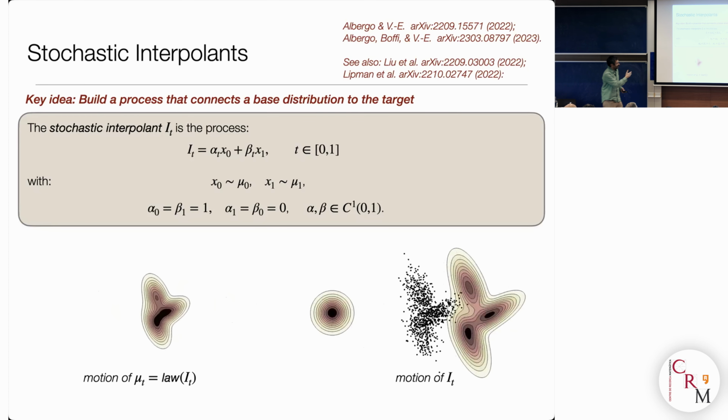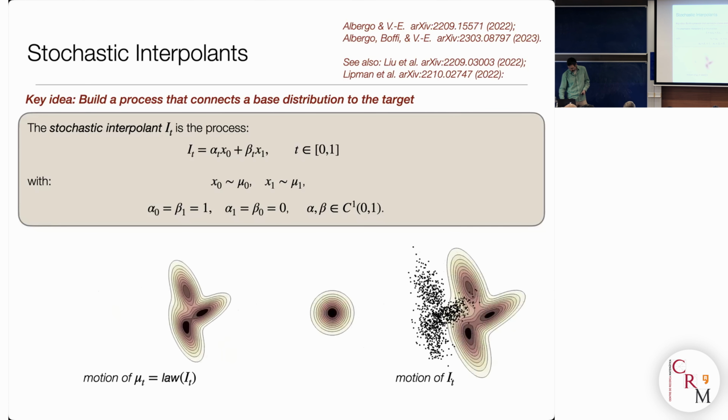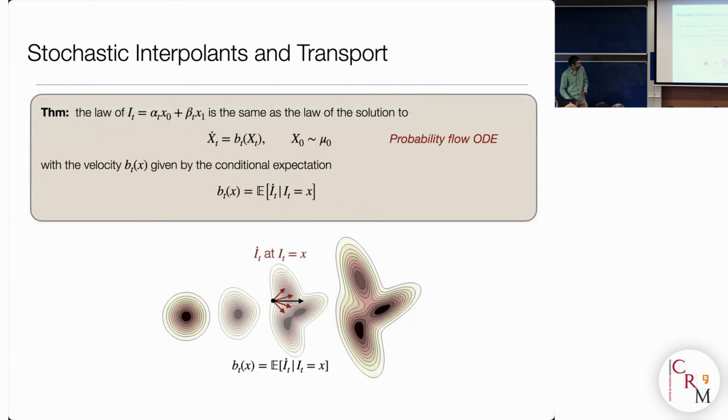And what you want to learn is the associated transport, so the vector field that realizes the transport. There was a little picture like that already, probably even better, in the talk a few days ago, where you have this very simple result that says that you can realize the law of this interpolant via the solution of an ODE with initial condition from the base, with a drift which is simply the conditional expectation of the time derivative of the interpolant, conditioned on the interpolant being at a given point.